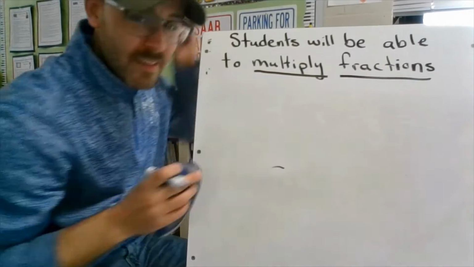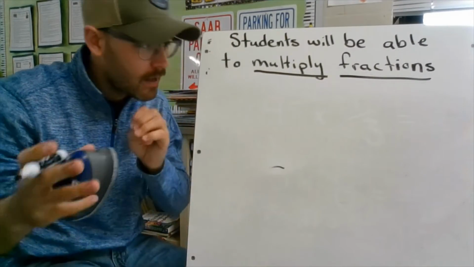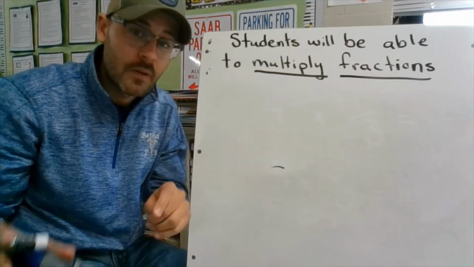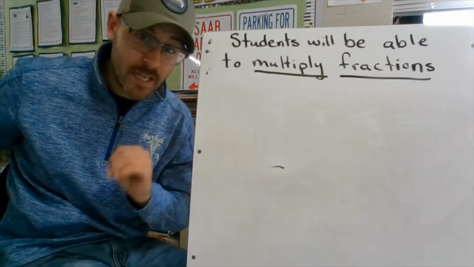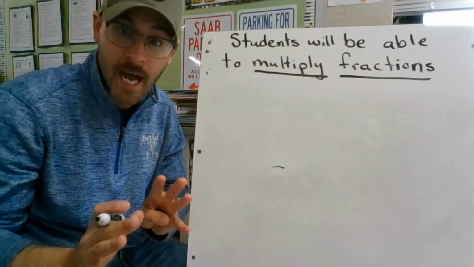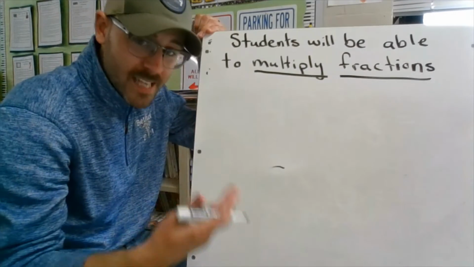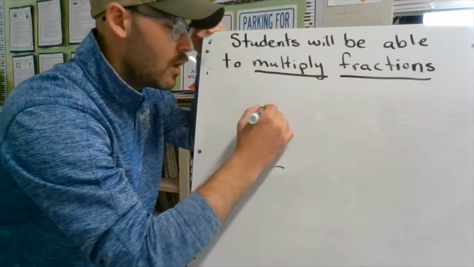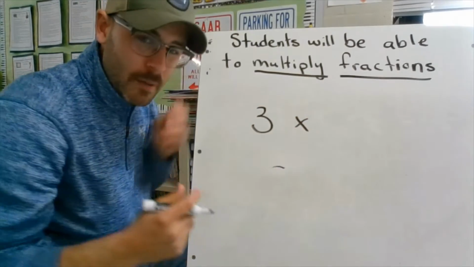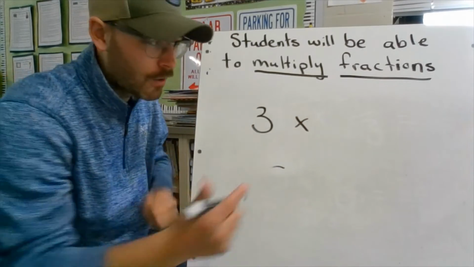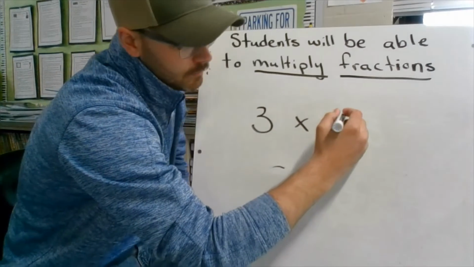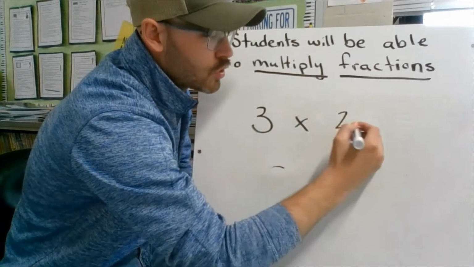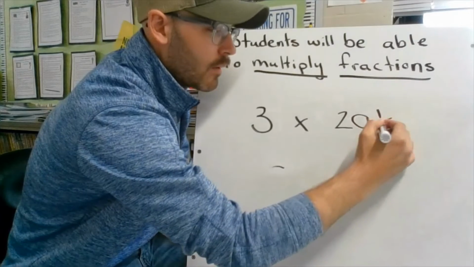This might be above and beyond 4th grade level, but if you can do these types of problems, you're on top of it. So I'm going to show you just another quick example of a problem you might see. Let's just pretend you have 3 times, and the number gets to be large, like 20 and 1/5.